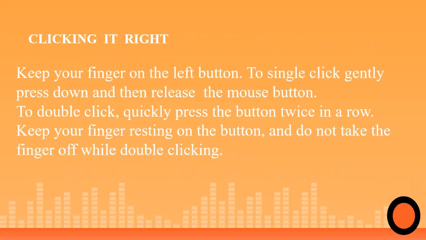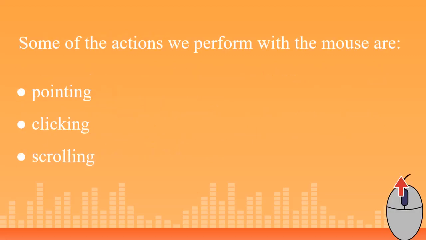So how do we generally work with the mouse? Keep your finger on the left button. To single click, gently press down and then release the mouse button. To double click, quickly press the button twice in a row. Keep your finger resting on the button and do not take the finger off while double clicking. Some of the actions we perform with the mouse are pointing, clicking, and scrolling. You will learn more about these as and when you handle your mouse.